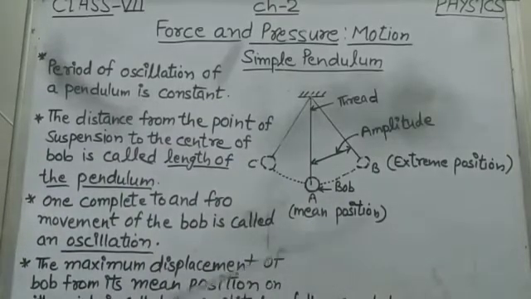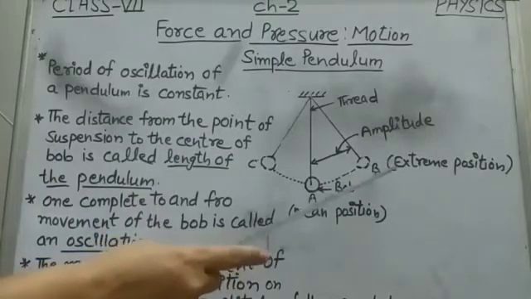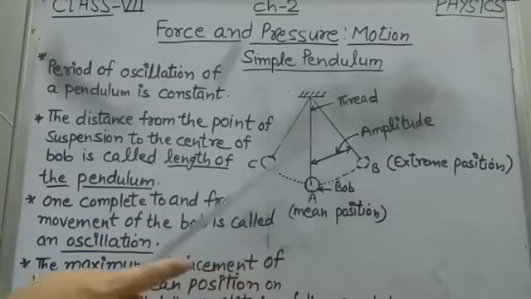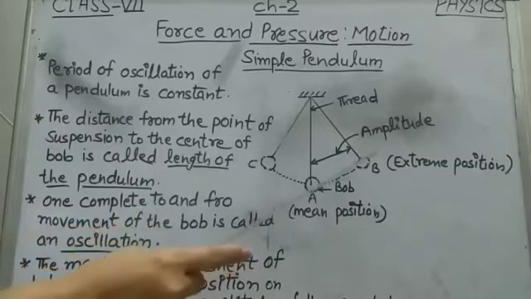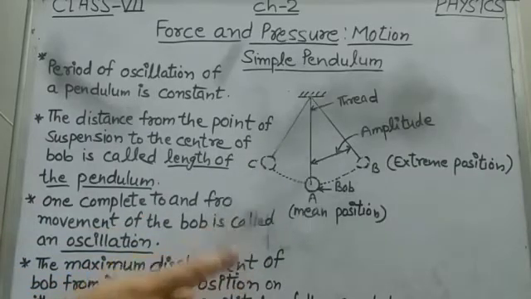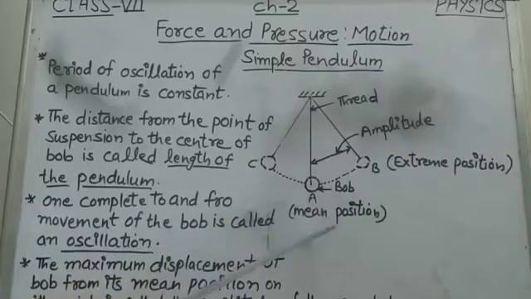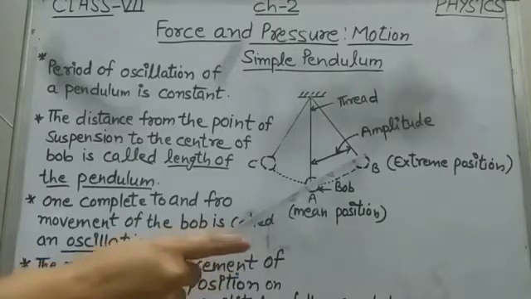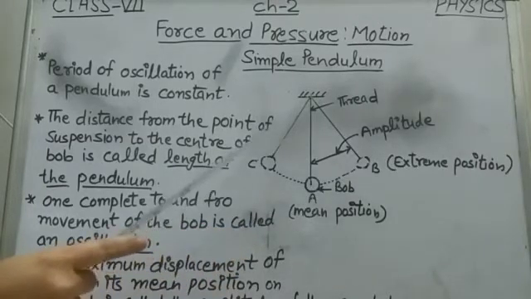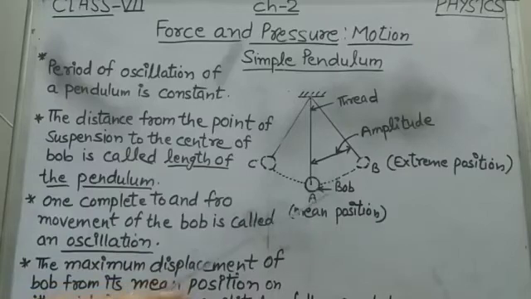For example, the motion of the pendulum bob from its extreme position B to C and back to B is called one oscillation. We can take it from the mean position also. The motion of the bob from its center position A to B, then B to C, and then back to A is also equal to one oscillation.